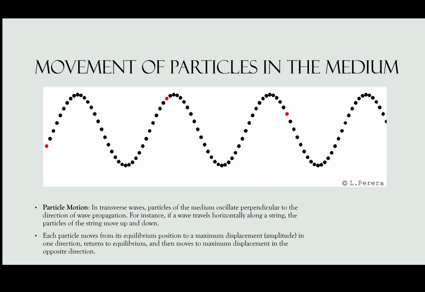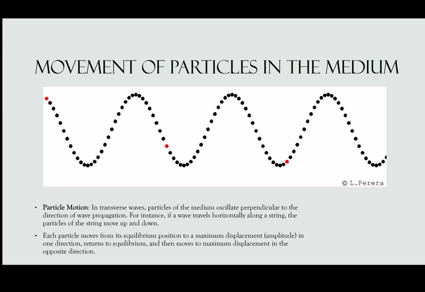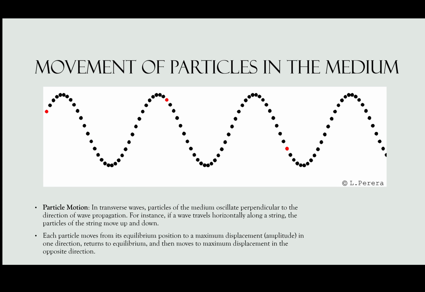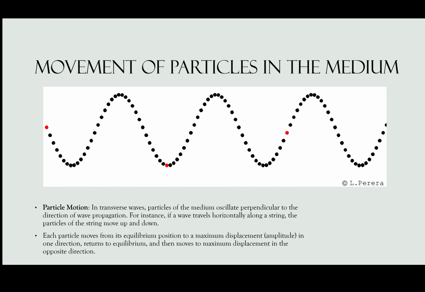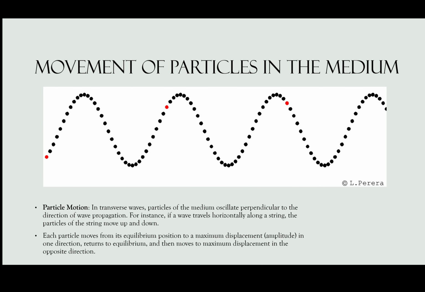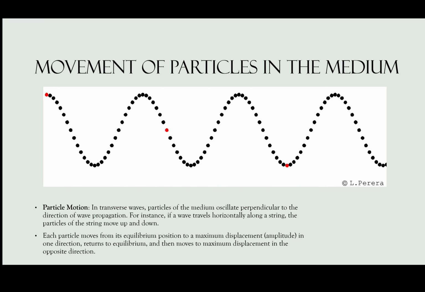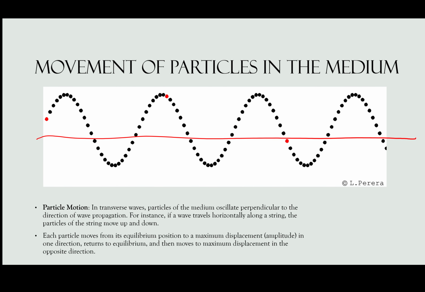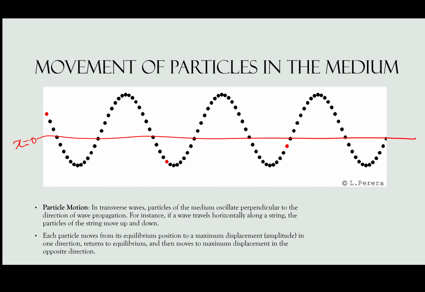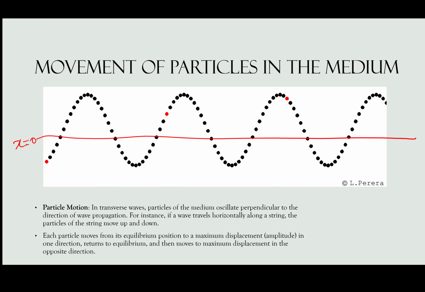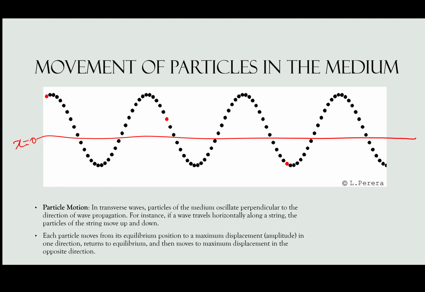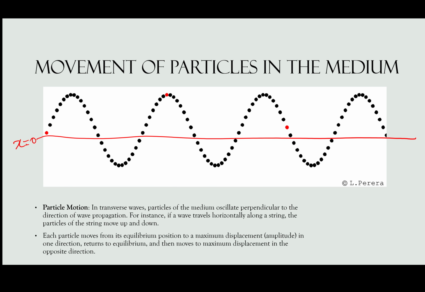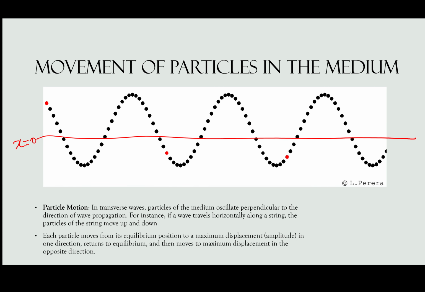So if you did that experiment in CSEC or still in CAPE, right, you need to move a string up and down in order to allow it to oscillate and produce a wave. Alright? So each particle moves from equilibrium, right? So if we draw a line through this and call that the equilibrium line where x is equal to 0, we see we're moving above and below equilibrium. So we have a positive amplitude and a negative amplitude. Alright? So let's move onwards.